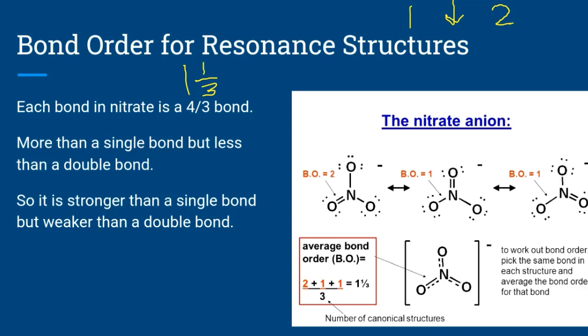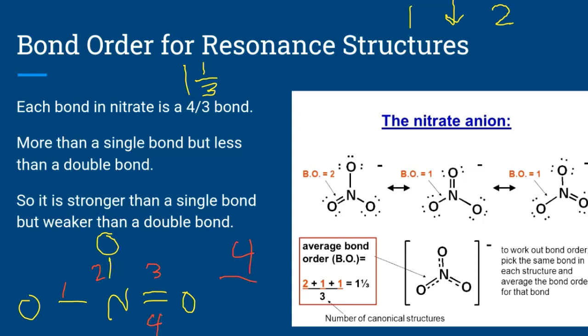A trick that I use is I look at the molecule and I count all of the bonds that exist in that molecule. So I see that in nitrate, if I count the bonds, I have 1, 2, 3, 4 bonds. So I put a 4 in the numerator.